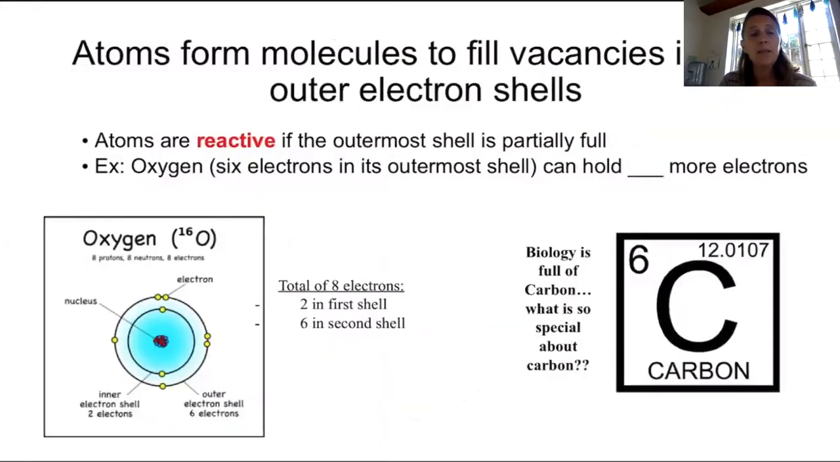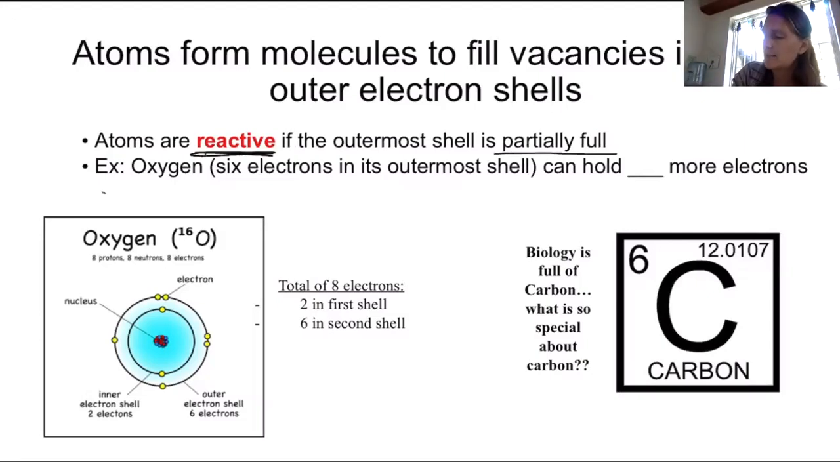So atoms form molecules in order to fill their outer shells, to make them happy. So atoms are fundamentally reactive when that outer shell is not full or partially full, right?